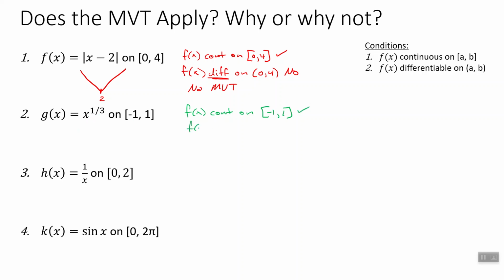Is it differentiable on the interval from -1 to 1, not including the endpoints? Well, one way to check is to just take the derivative. So g prime is 1/3 x to the -2/3, or 1/3 cube root of x squared. All right, so now I do notice there is a problem here. We have a problem when the bottom equals 0. So the bottom can't equal 0. That means x can't equal 0 because it's not differentiable at 0, and 0 is in the interval. So this is a no.